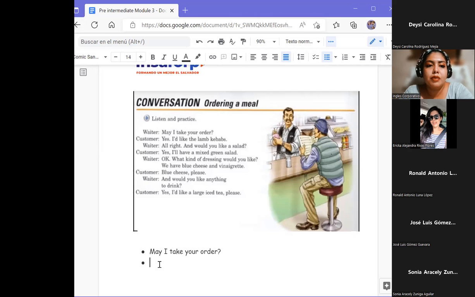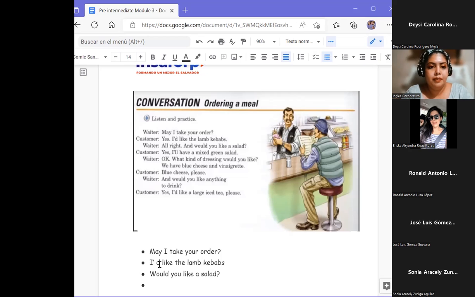Then it says, yes, I would like the lamb kebab. I would like. And in this case, we have this contraction, I'd like the lamb kebab. Let's see. All right. And would you like a salad? We have another expression. Would you like a salad? Then it says, yes, I will have a mixed green salad. Okay, what kind of dressing would you like?